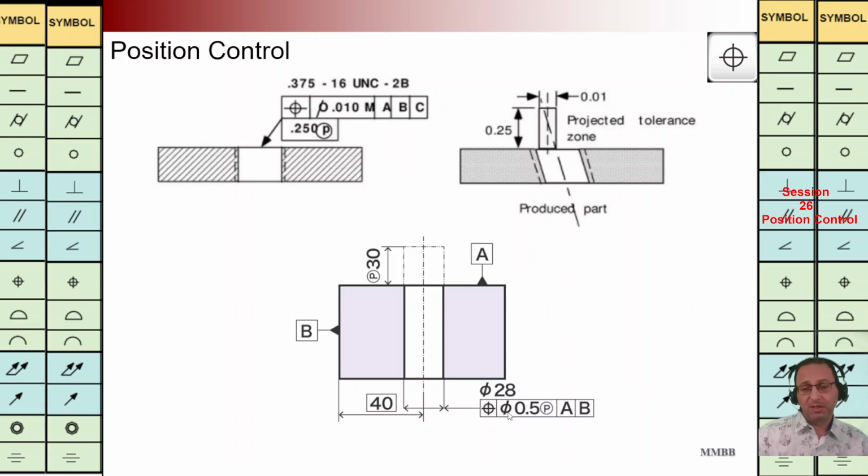At bottom, we are going to have another example. We have modifier P here, projected TZ, but the length of that is written here in the figure. It is another way of showing this modifier.